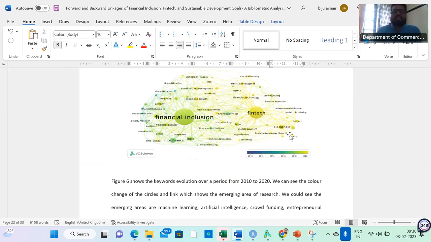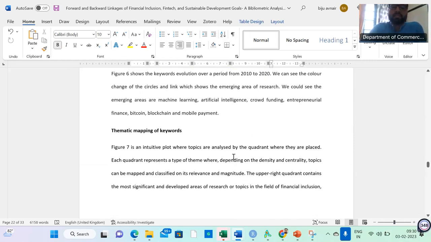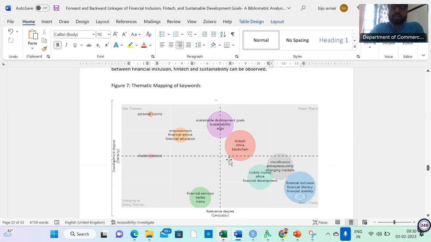That's the basic agenda with which we did this bibliometric analysis: how we can connect financial inclusion and fintech to sustainable development goals, whether fintech or financial inclusion, this policy framework, will be capable of reaching sustainable development goals. And finally, we came across that these things are helpful for sustainable development goals.